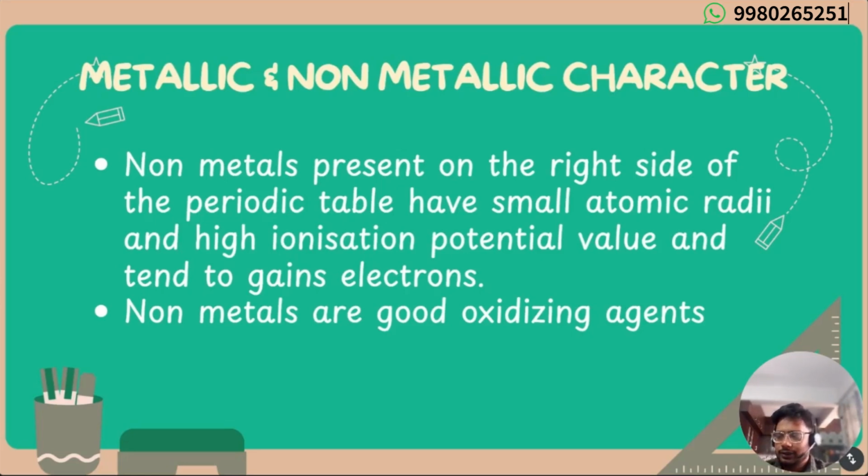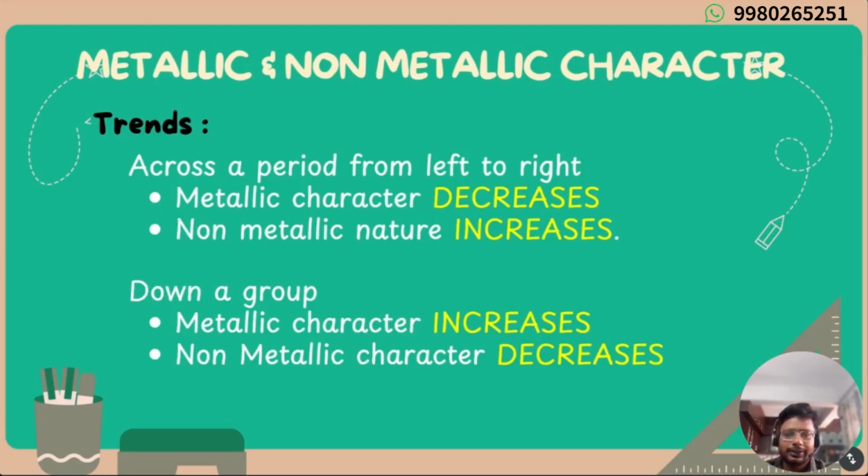All right, let's get into the trends. Again, pretty simple. Across a period from left to right, when you go from left to right in any period, metallic characteristic decreases. That's why you see that in the groups towards the left side you have more metals, and the groups towards the right side you have more non-metals. For any period, for example, sodium, magnesium, aluminium, silicon, phosphorus, sulfur, chlorine, argon.